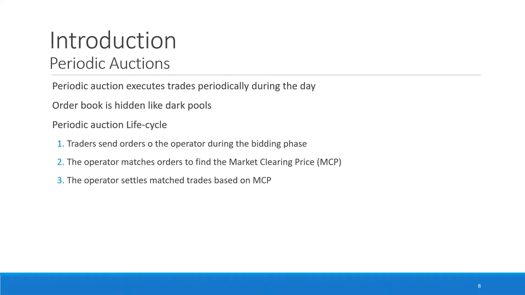So the main properties of periodic auctions: they execute or settle trades periodically during the day rather than continuously. So it's like we have intervals of trades. And the order book is hidden, similarly to how it works on dark pools. The periodic auction starts with a bidding phase where traders send their orders to the operator. Then once this bidding phase is over, the operator matches orders to find the market clearing price or MCP. After finding the MCP, the operator can settle matched orders based on this price. So all matched orders will be settled on a uniform price known as MCP.